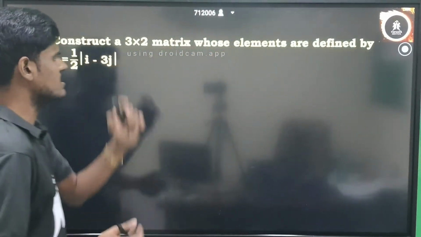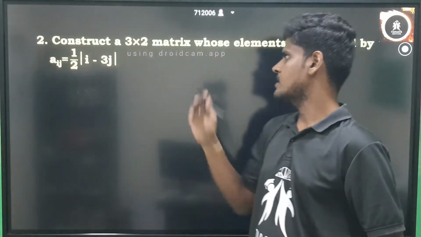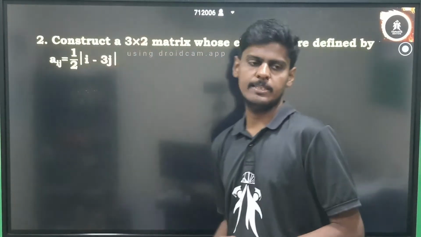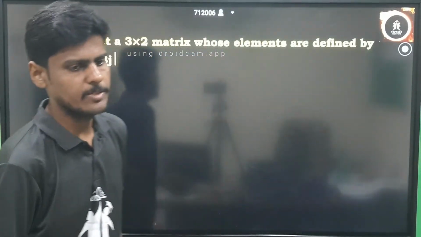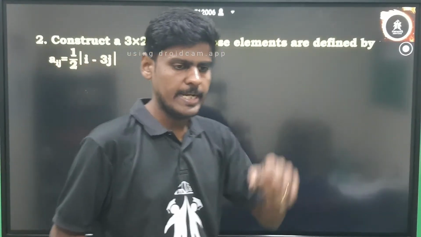Now what are i and j? i and j are row number and column number. What is given? A matrix of order 3 by 2. That means how many rows? 3 rows and 2 columns. So what will be the elements?